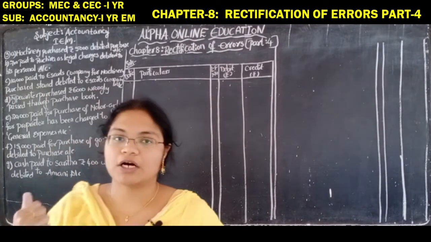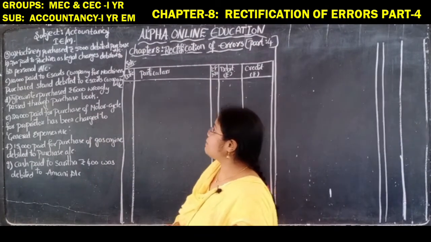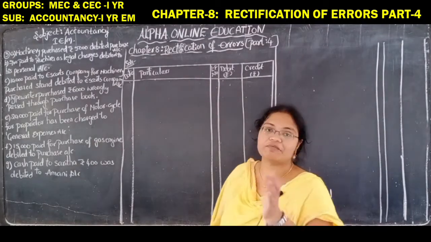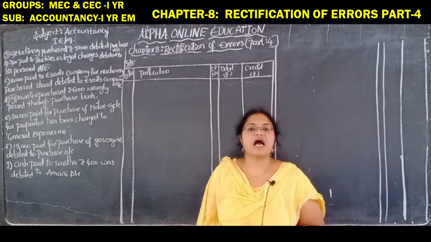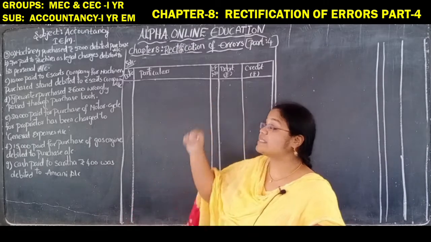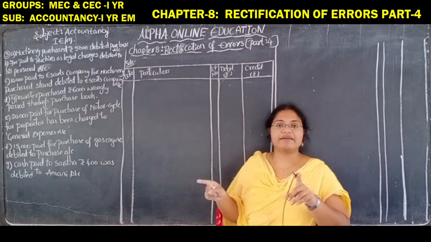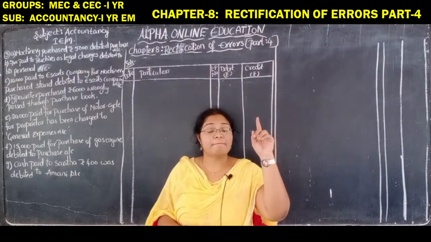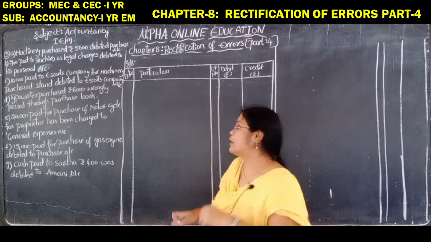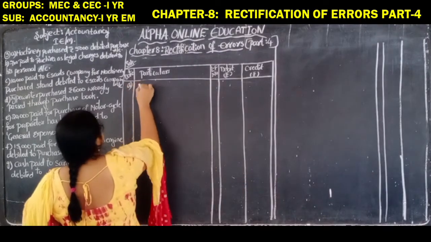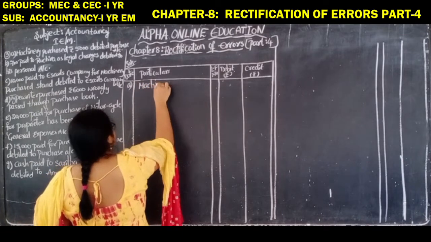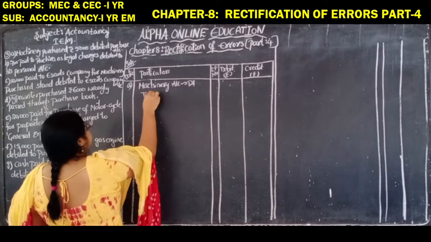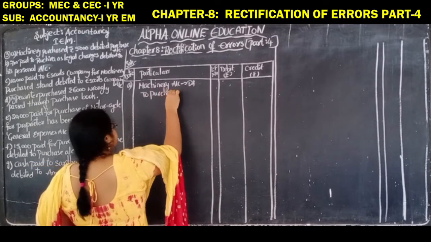So this is the third problem now. So let us see. Machinery purchase, rupees 5000, debited to purchase account. What will be the entry? The original entry is machinery account debit to cash account, but they have written it as purchase account debit to cash account. Let's rectify it by writing machinery account debit to purchase account.